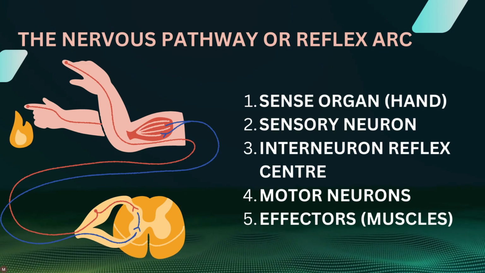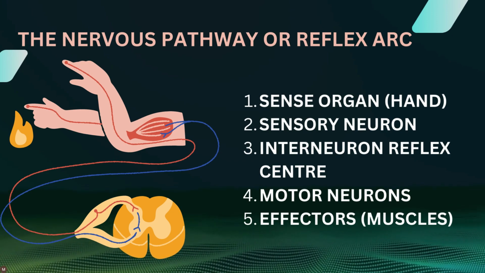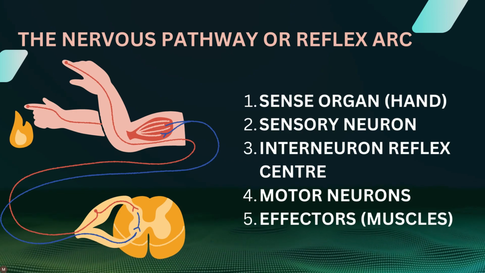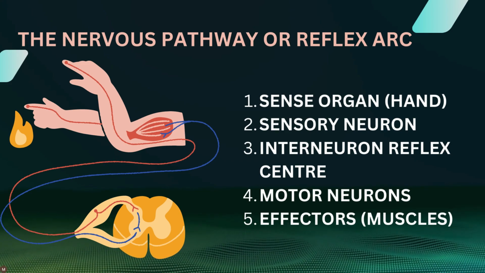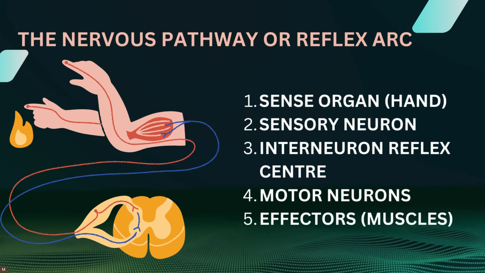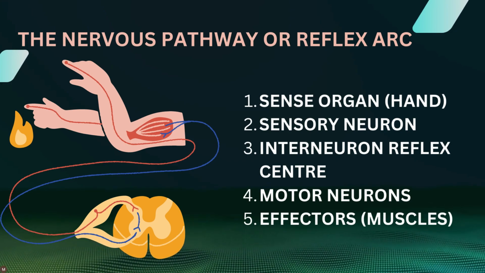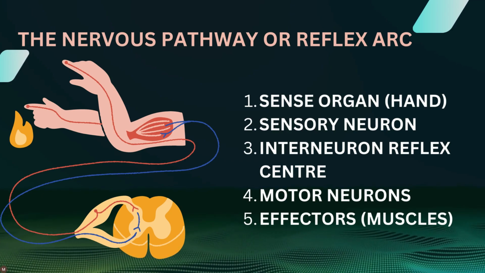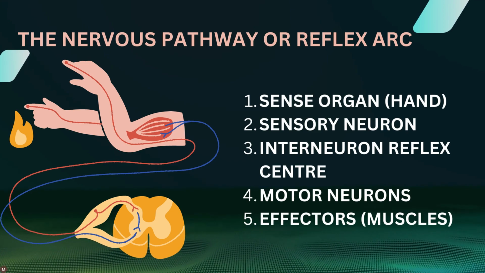There are many other examples such as sneezing, coughing, blushing, scratching, and blinking of your eye when your hand is waved in front of it. So these reflexes, which are the result of the nervous pathway, are known as a reflex arc. Basically, a reflex arc consists of a sense organ, sensory neuron, interneuron reflex center, motor neuron, and effector, which could be the muscles or the glands.